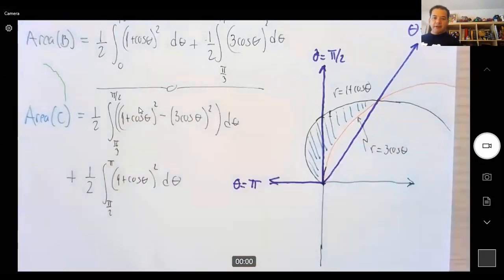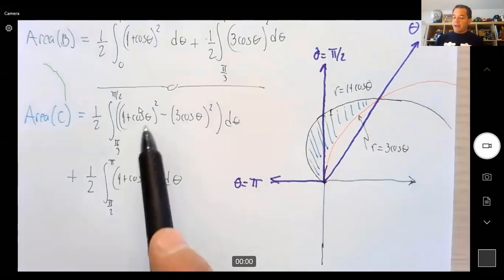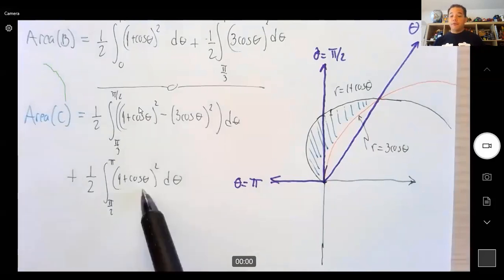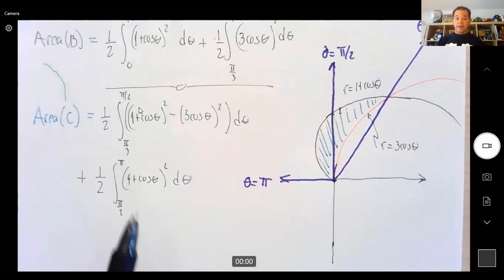All right? And I'm gonna leave it there. I'm not gonna try to do the integral. You can do it. It's nothing fancy. You need to expand the squares, and there will be a cosine term and a cosine squared term. And for the cosine squared term, you need to use the half angle identity to change it so that you can integrate. All right. So the important part here to me is to actually set up the integral. So I will leave it there for you.